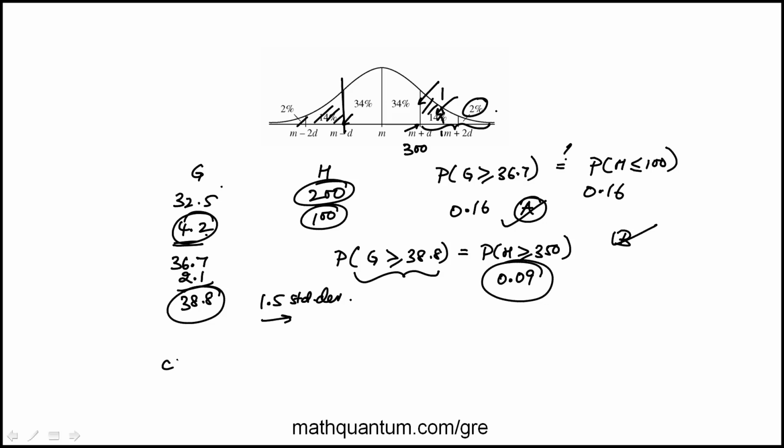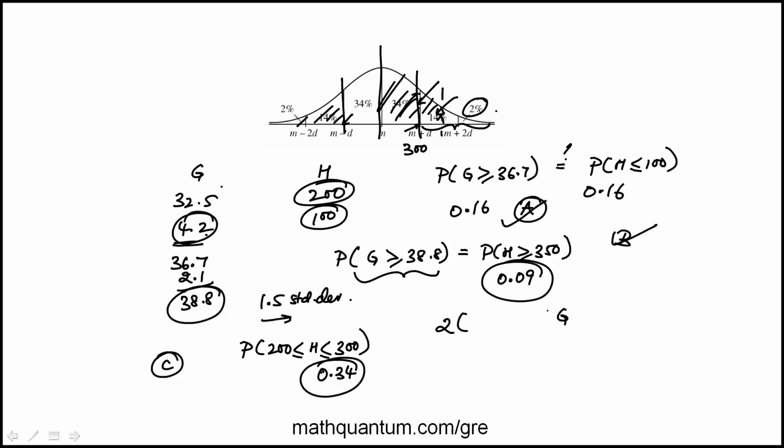And then finally, C is, I'll start with the easier one, 200. So values between 200 and 300. So 200 is the average, 300, so one standard deviation. So that's 0.34. And here's 2 times where G is between 28.3 and 36.7. So 36.7, that's one standard deviation to the right. So that point here.